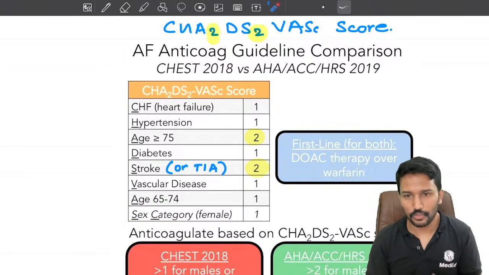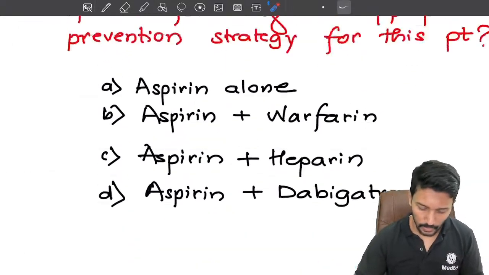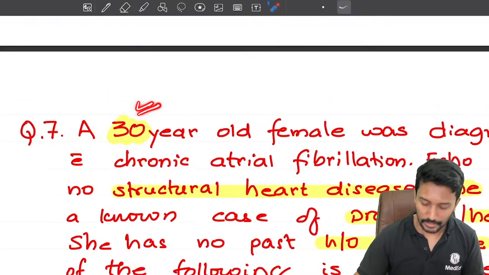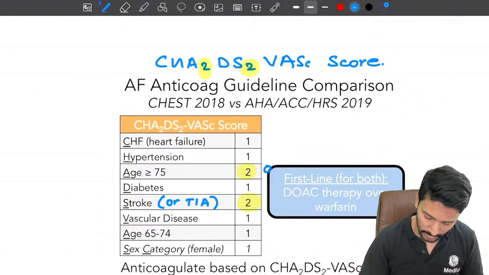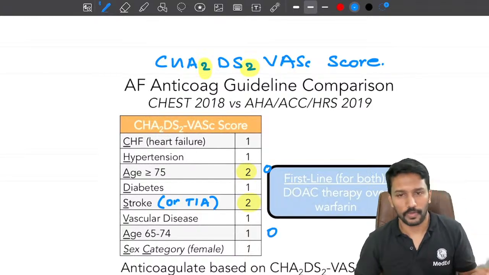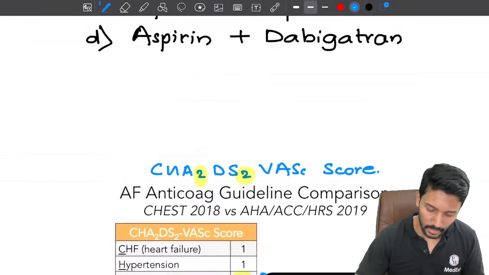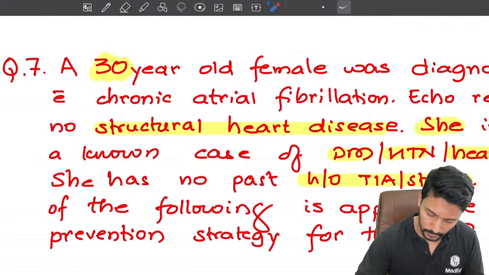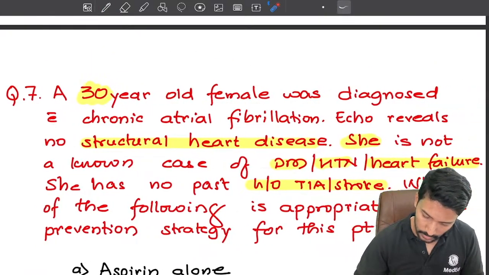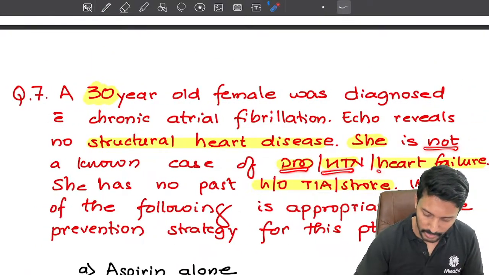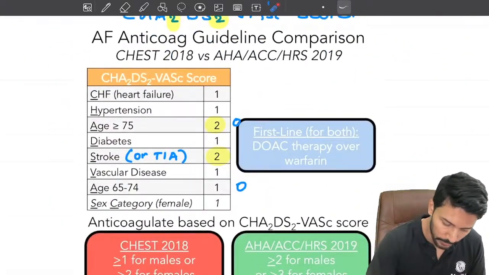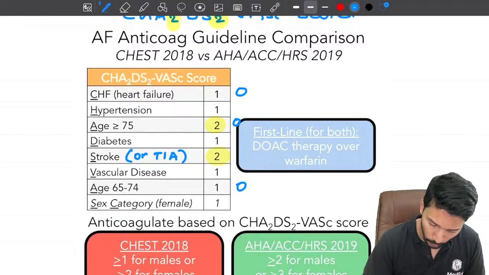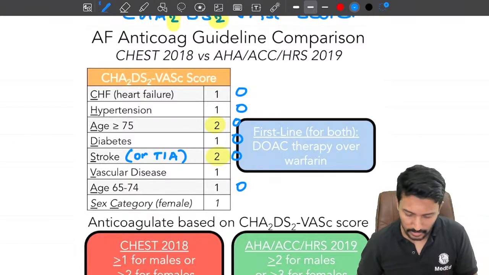So let us assign the score for this patient. Age of this patient is 30 years, right? So on age criteria, patient will get 0 points, neither 2 nor 1, 0 points, right? Patient does not have heart failure. She is not a known case of diabetes, hypertension, heart failure, no history of TIA or stroke, right? So for congestive heart failure, 0 points, right? For stroke, 0 points, hypertension, 0 point, diabetes mellitus, 0 point.